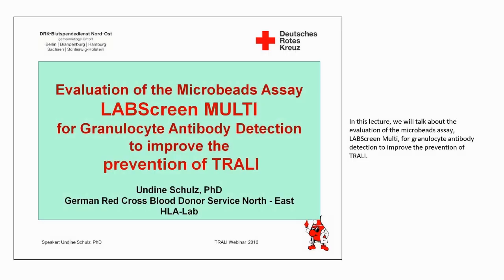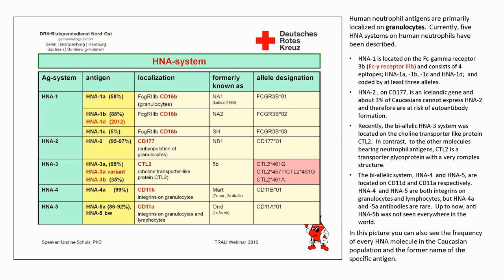In this lecture, we will talk about the evaluation of the new microbeads assay, LABScreen Multi, for granulocyte antibody detection to improve the prevention of TRALI. Human neutrophil antigens are primarily localized on granulocytes. Currently, 5 HNA systems on human neutrophils have been described. HNA1 is located on the Fc gamma receptor 3B and consists of 4 epitopes: HNA1A, 1B, 1C, and HNA1D, encoded by at least 3 alleles.